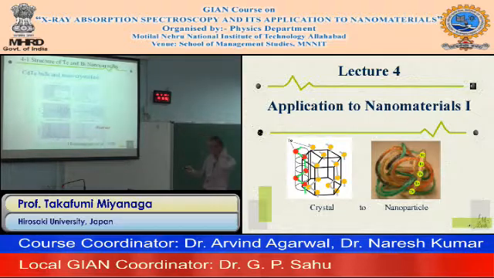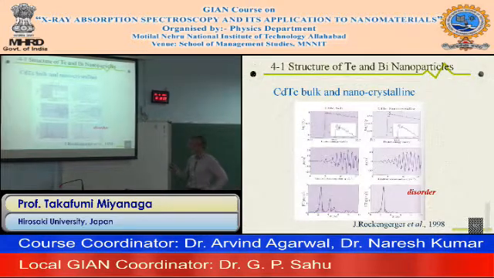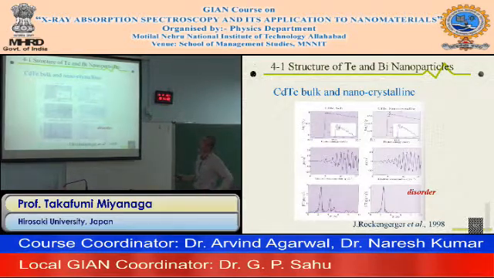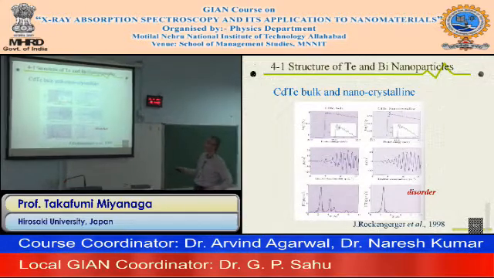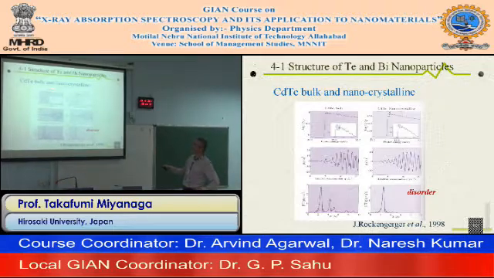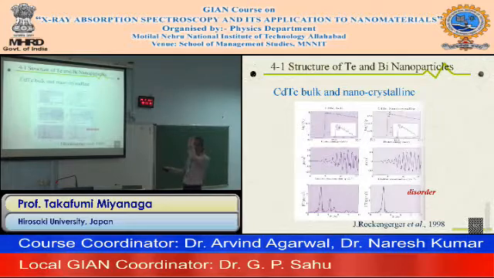And this is from some textbook. How different are the crystalline and amorphous tellurium? This is another example of tellurium, but this is a compound, cadmium telluride, bulk and nanostructures. The X-ray absorption spectrum is here, and the EXAFS spectrum is here. Very simple.